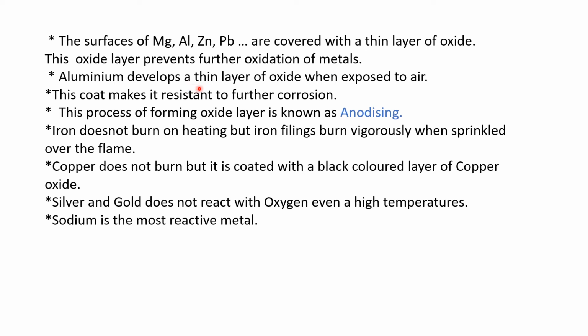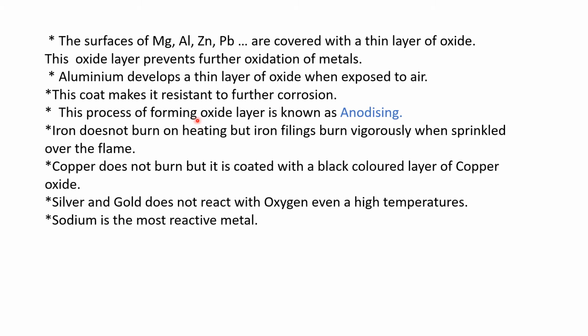Aluminium develops a thin layer of oxide when exposed to air. We all know that iron, when exposed to air, forms iron oxide. The same way aluminium develops a thin layer of oxide when exposed to air. This layer is formed on the metal like a coating. So this coat makes it resistant to further corrosion, which prevents further corrosion of the metal.